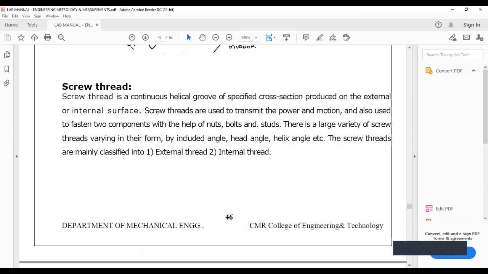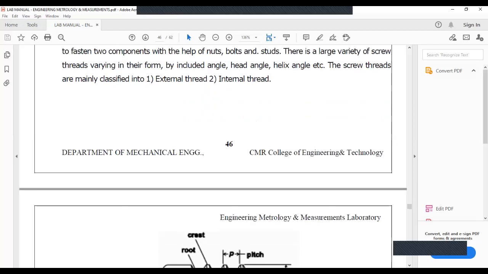So where exactly are we finding these screw threads? It is on the nuts, bolts and studs also. Sometimes the screw threads we observe are external and sometimes internal. So external surfaces have screw threads, and sometimes internal surfaces also have screw threads. There is a large variety of screw threads varying in their form by included angle, head angle, helix angle, etc. The screw threads are mainly classified into external thread and internal thread.